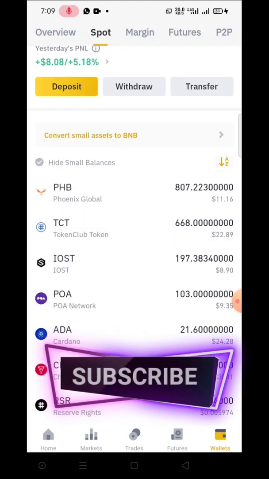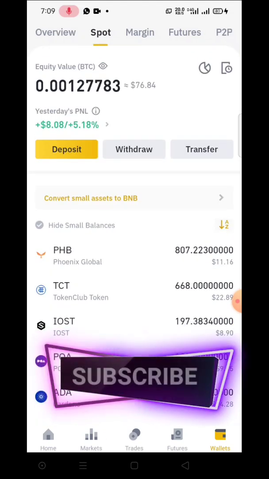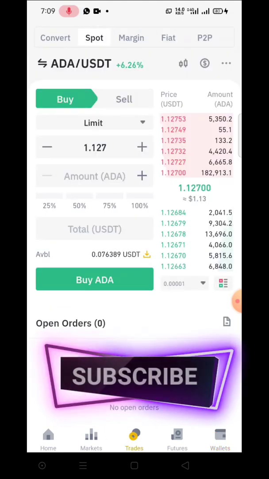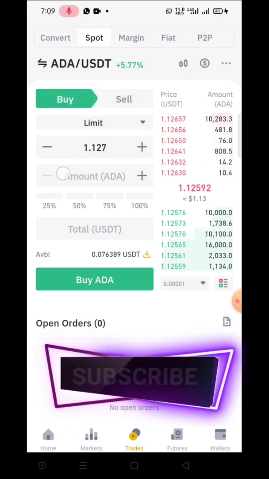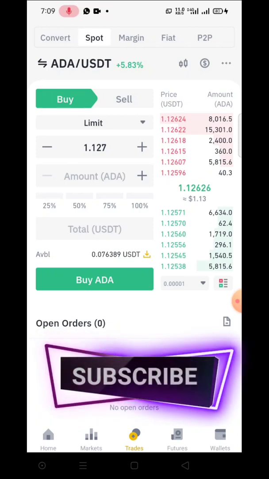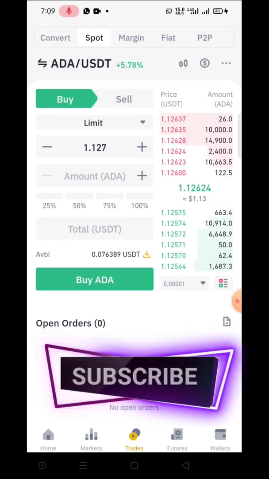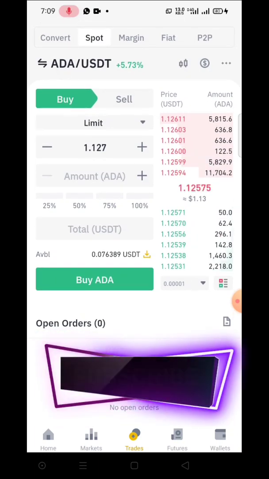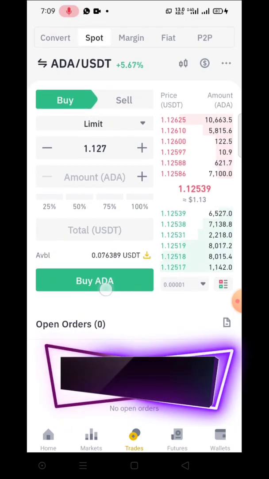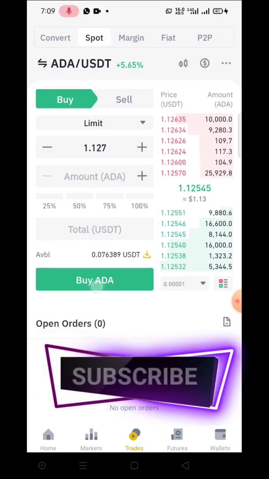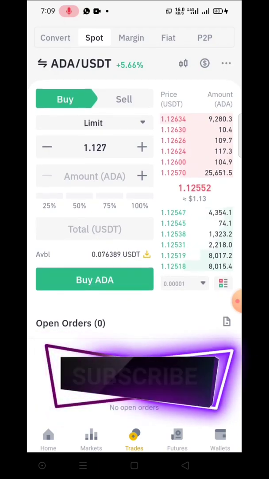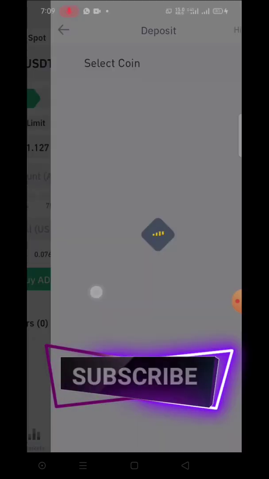Before we go into the future, let's just do one or two recaps from our spot trading. Last week, or in our last video, we talked about how to buy or swap, how to buy other assets. For example, I have ADA against USD. That means I want to buy ADA with my USD. That's to say I have USD and I want to buy ADA.